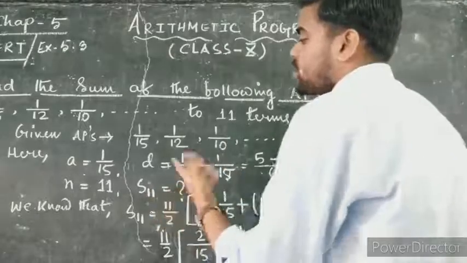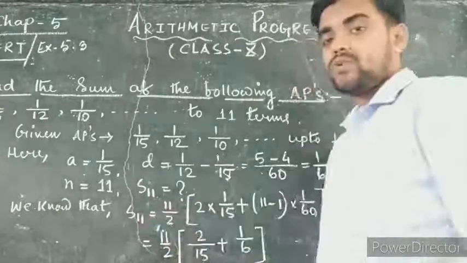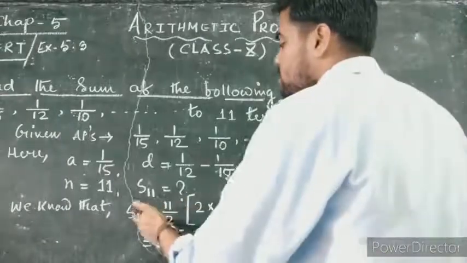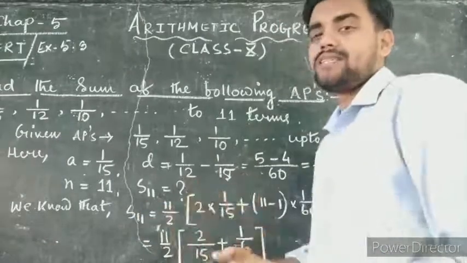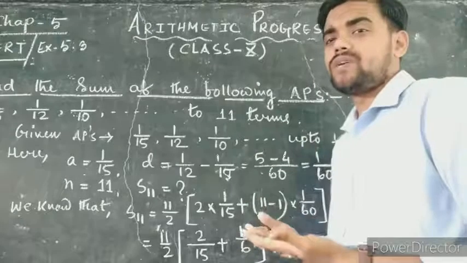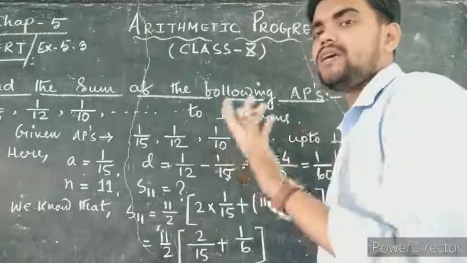So S11 equals what? Same formula we can use. We know that Sn equals n by 2 times (2a plus (n minus 1) into d). Do not write the formula again and again. Already we know the first term, the common difference, and the number of terms, so we can directly put the values.